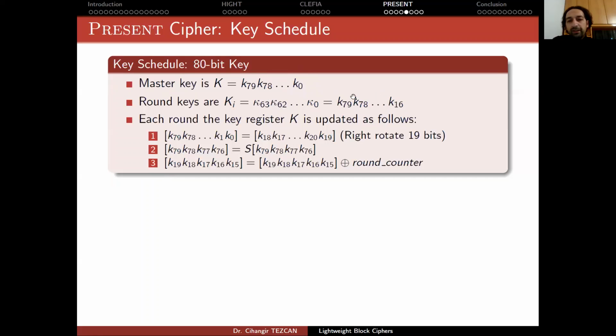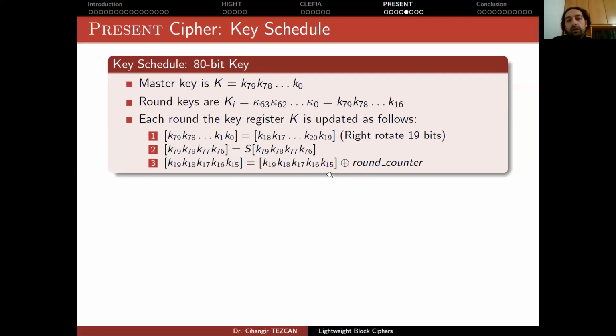So initially, the leftmost 64 bits is your round key, but then you take these 80 bits and perform the following operations. Here is the pseudocode. As you can see here, k19 takes the place of k0, which means that you are rotating these 80 bits to the right 19 bits. So this is just a rotation operation. Then in the output, you take the leftmost 4 bits and put them inside your S-box and write the output to the same places.